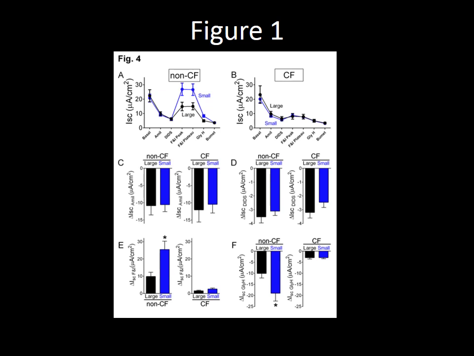And in B, there was the measurement of the cystic fibrosis pigs, and there was a lower average current than with the non-cystic fibrosis pigs. And in each of C, D, E, and F, they're measuring the currents of each individual reagent, and they're comparing them.